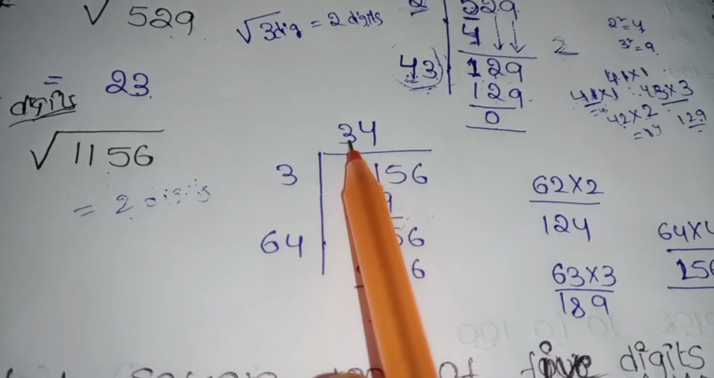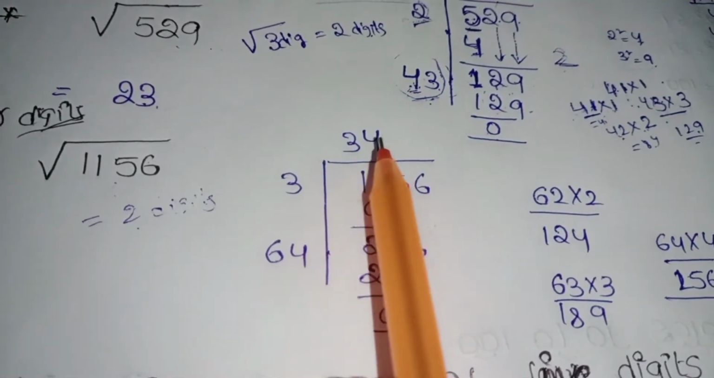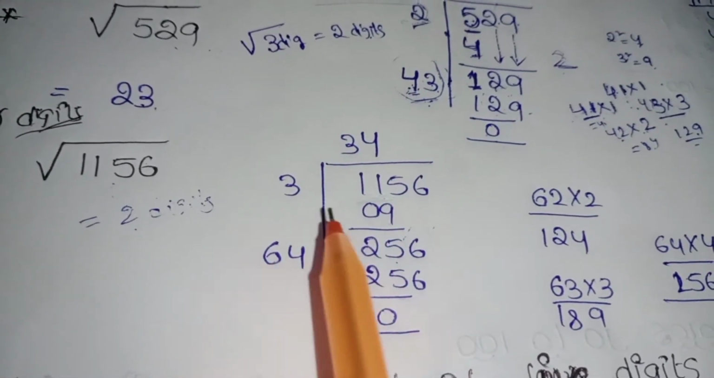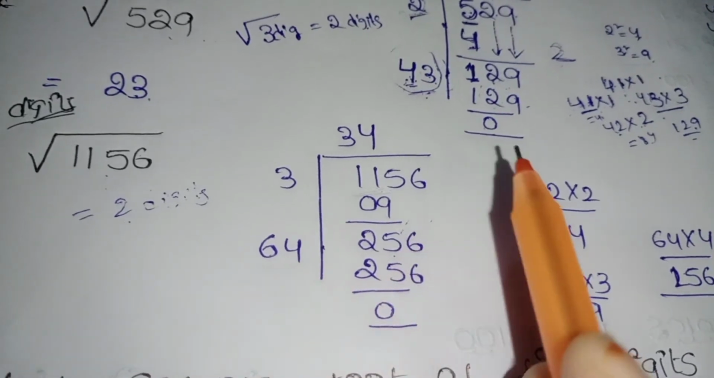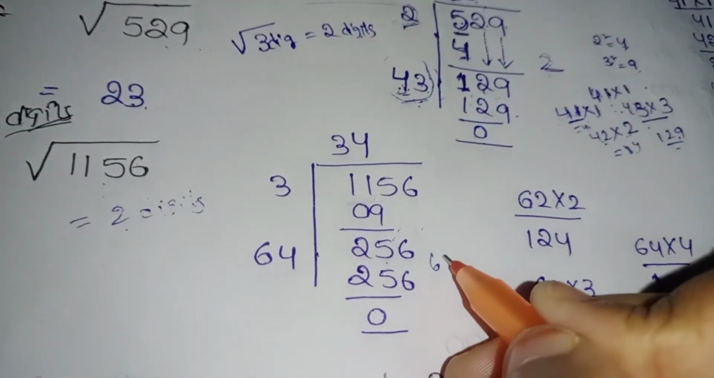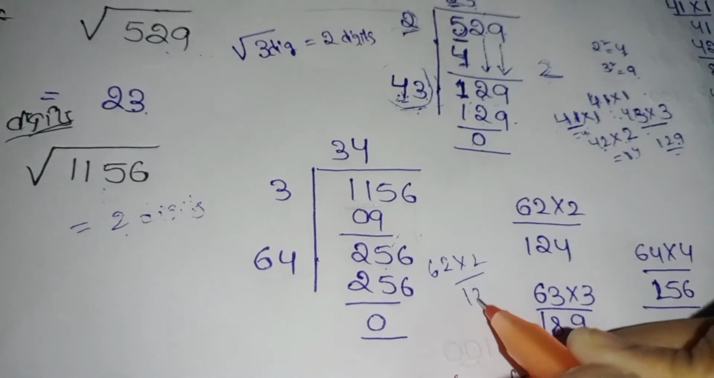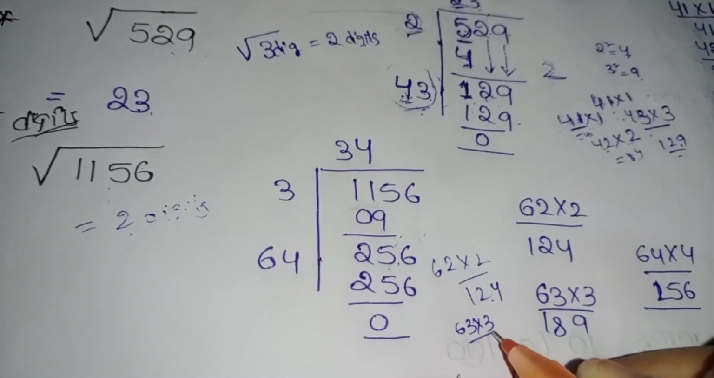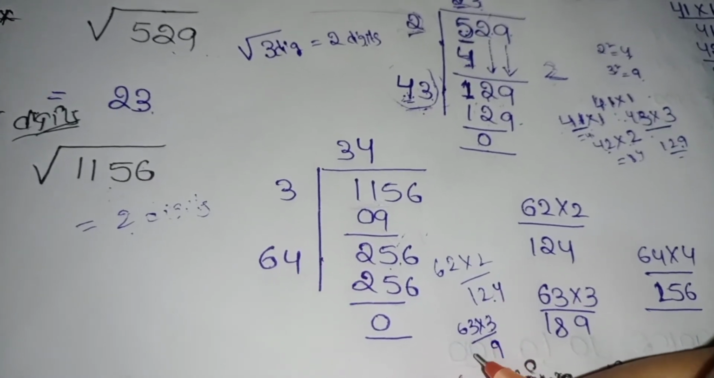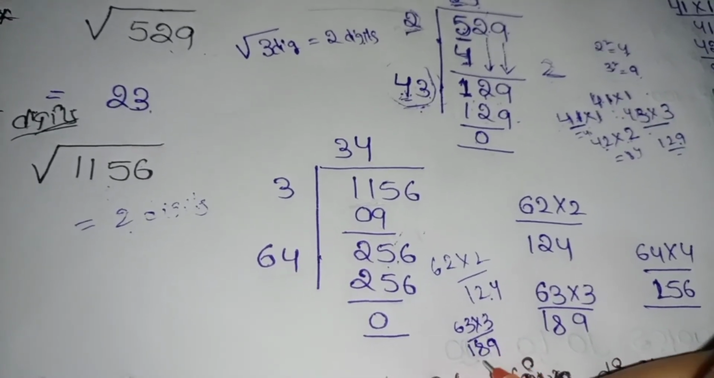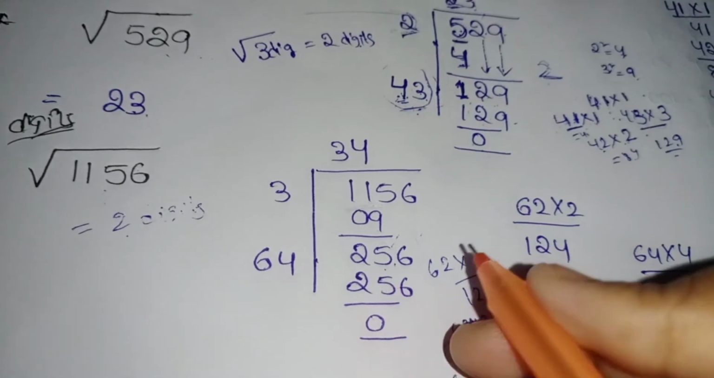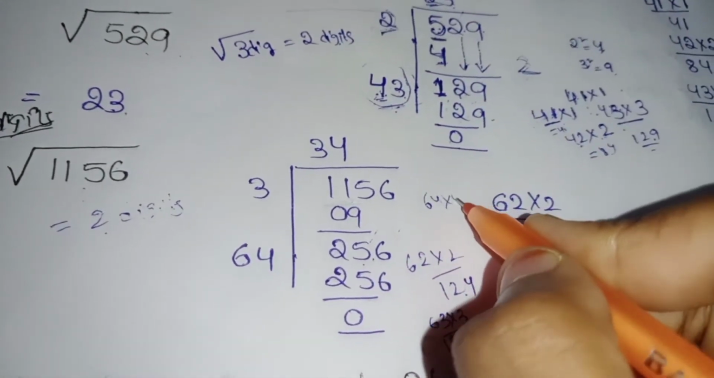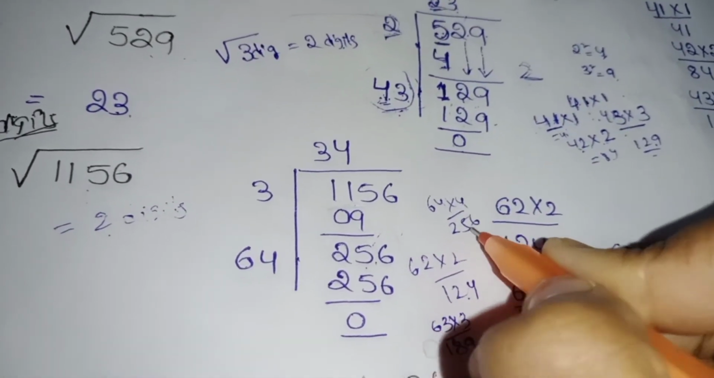Next I have to double this number. Second step, I have to double this number, 3, to get 6, and the next number must be a single digit. So if I take 62 into 2, 124. Is 124 near to this? No. 63 into 3: 3 threes are 9, 3 sixes are 18, giving 189. Is 189 near to 256? No. And 64 into 4 is 256.